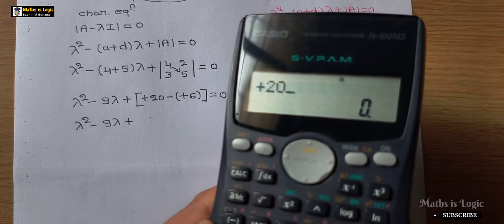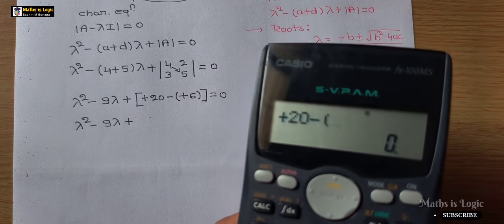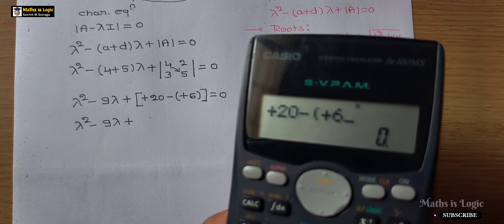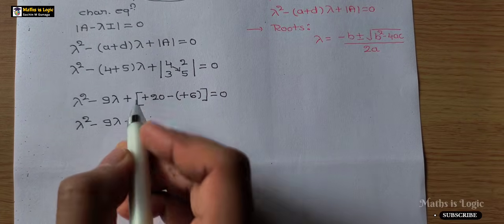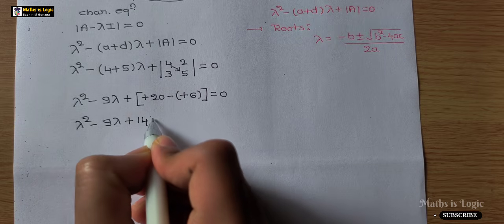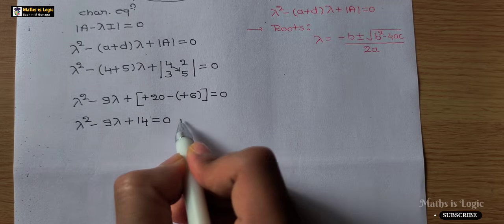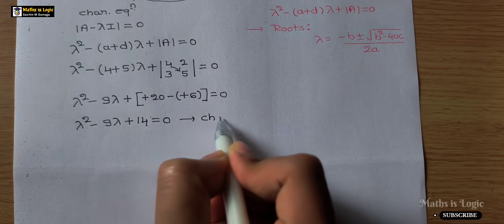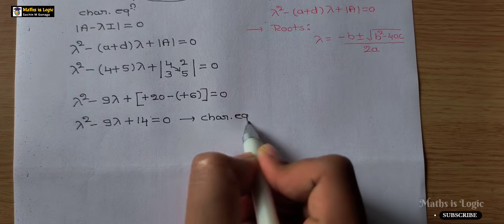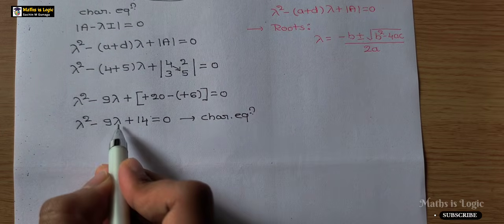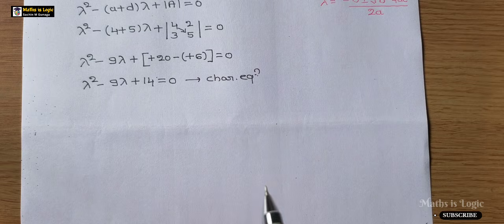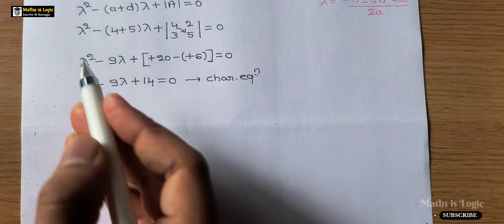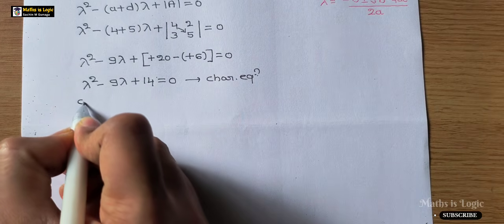Plus 20 minus (plus 6), bracket complete. So 14 is equal to 0. This is nothing but the characteristic equation: lambda square minus 9 lambda plus 14 is equal to 0. Next, to find the roots, compare this with the standard form.